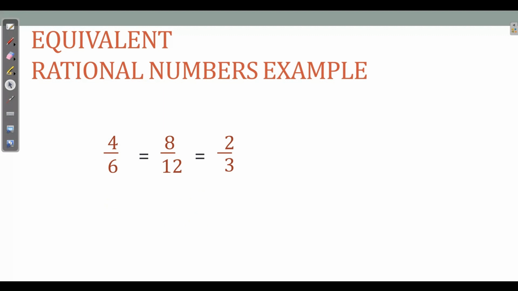Similarly, you can consider any integer and multiply or divide both the numerator and denominator with the same integer. Same operation with same integer on both numerator and denominator will give you the equivalent rational numbers. And like this, we can create any number of equivalent rational numbers for a given rational number.